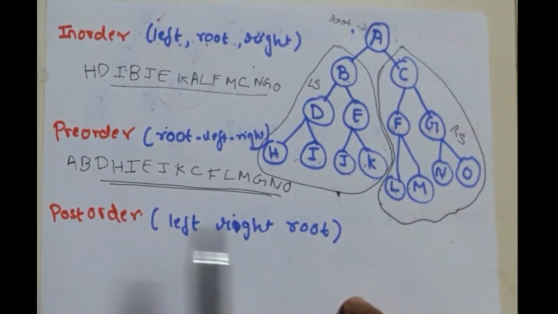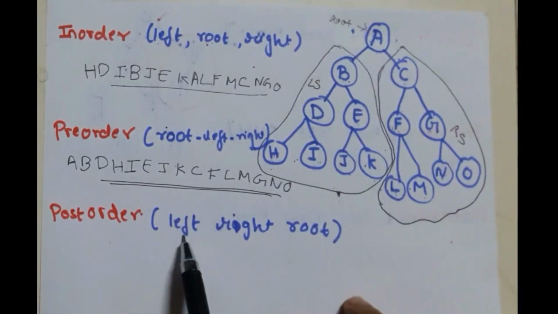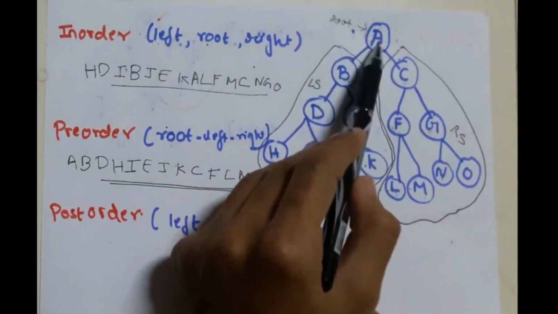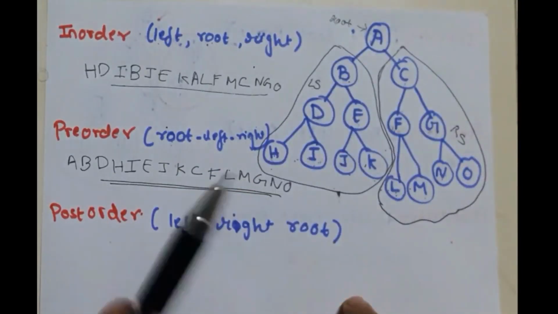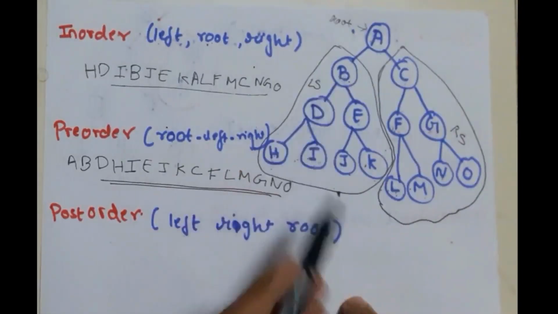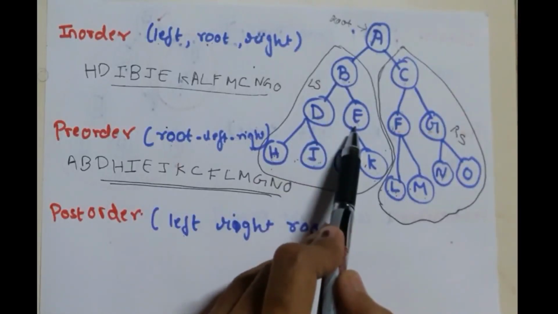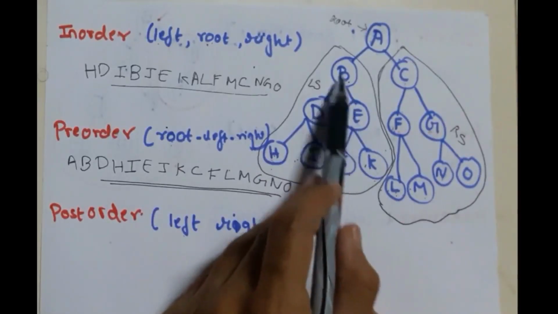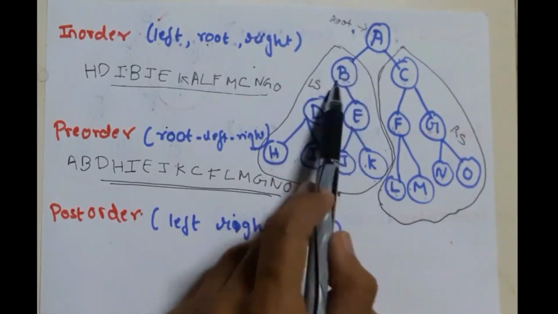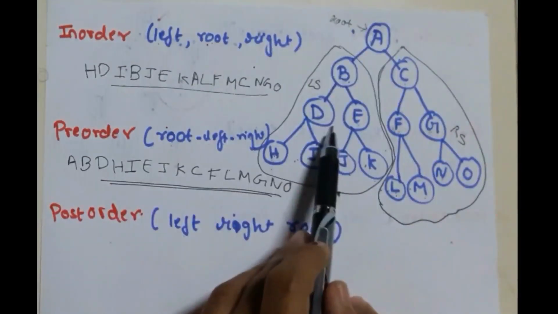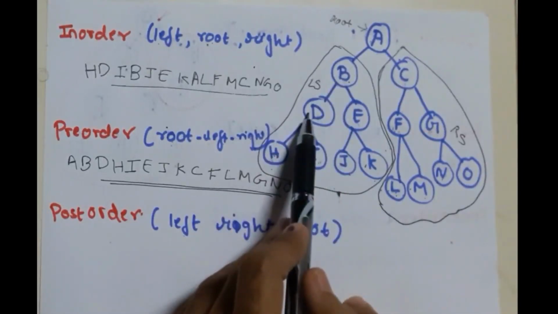So in the post-order traversal, first we have to traverse the left subtree, then the right subtree, and then finally the root. So now first we'll go into the left subtree. In the left subtree, B is the root for D and E subtrees. Right? So we'll not print B because this is a root and root has to be printed last. So now we'll go into the left part of B.